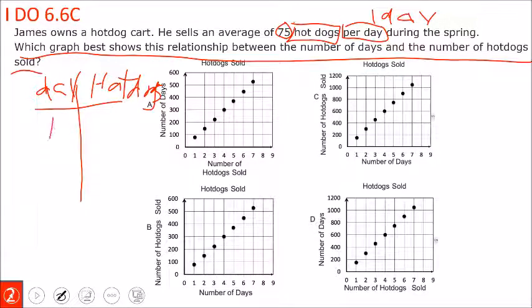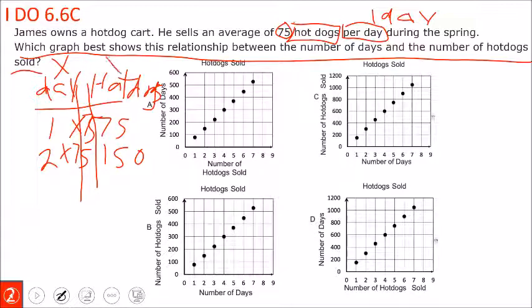So we've got 1 day, and we've got 75. So I know that I'm going to multiply times 75. So 2 days times 75 is going to be 150. So I'm going to match my dots up. So remember that the independent variable is always going to be x. The dependent is always going to be y.